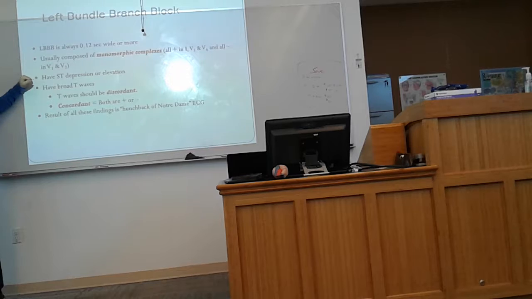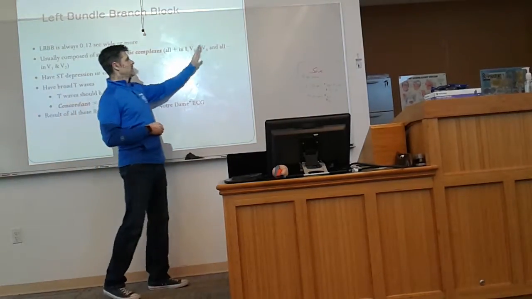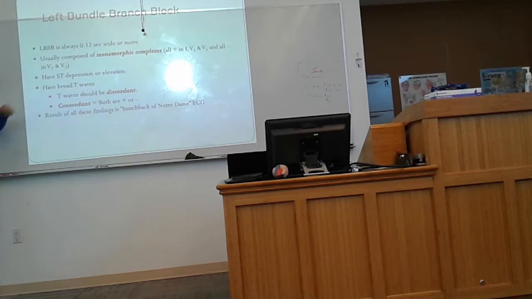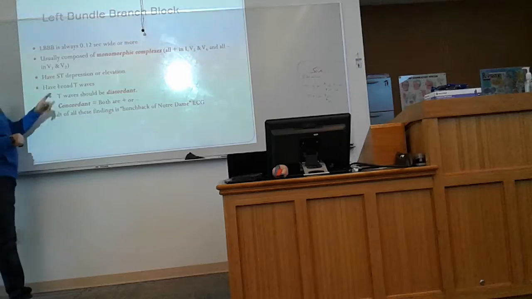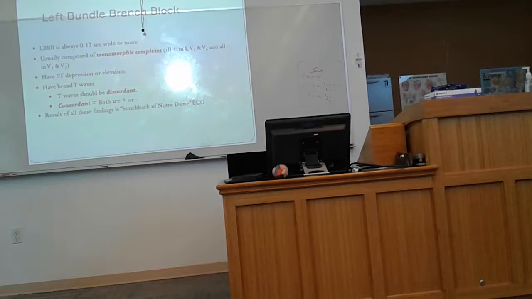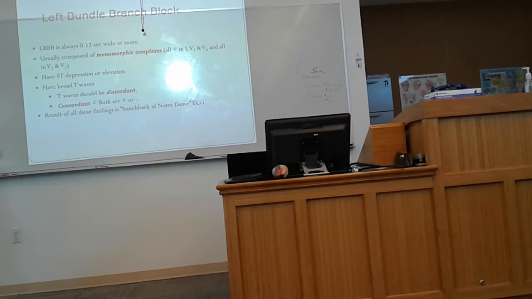You will have ST depression and or elevation, depending on which lead we are looking in. So in leads 1 and V6, you will see significant ST depression, and in V1 and V2, you will see significant ST elevation. And it does not mean what elevation and depression typically mean. Okay? Which is why on the left side, we can't tell if they're having an acute MI at the same time that they have a bundle branch block on the left side.